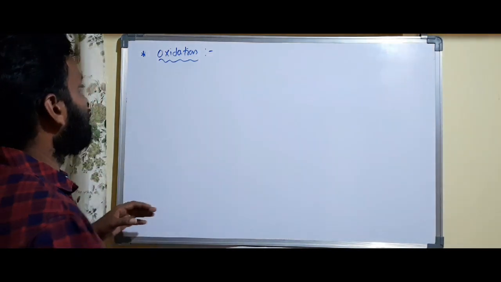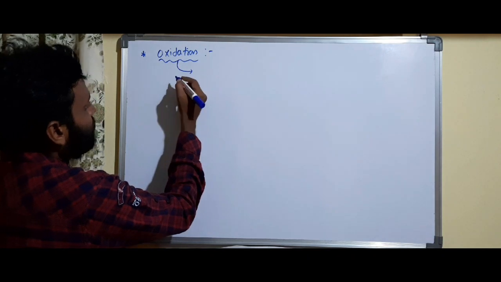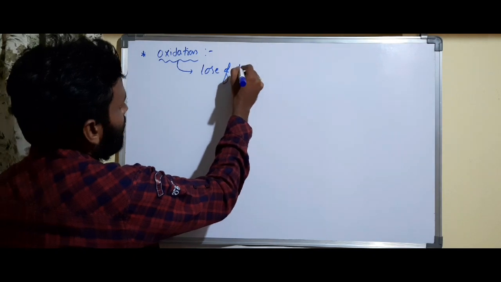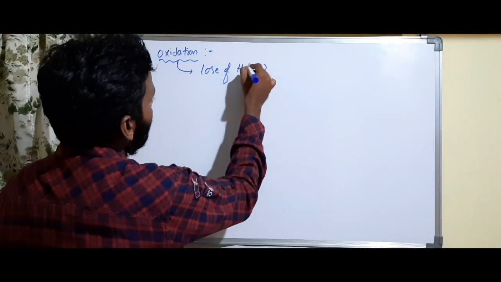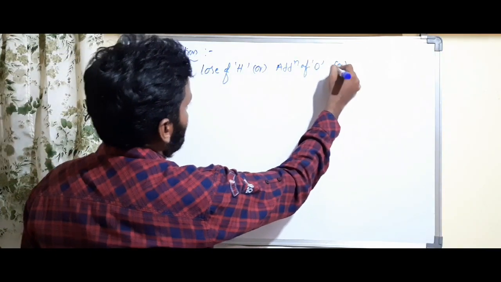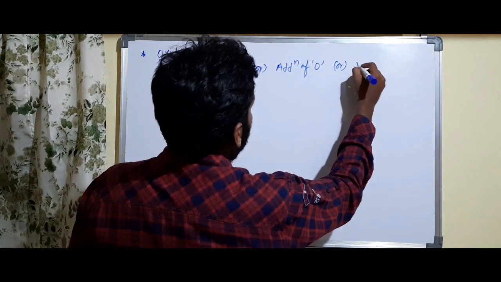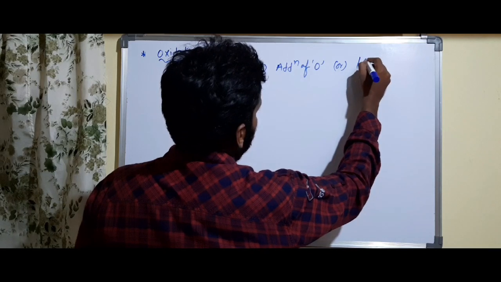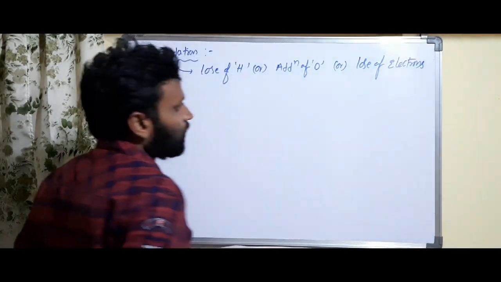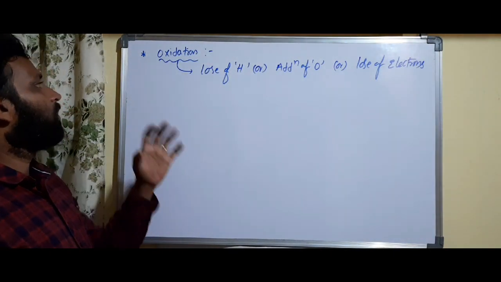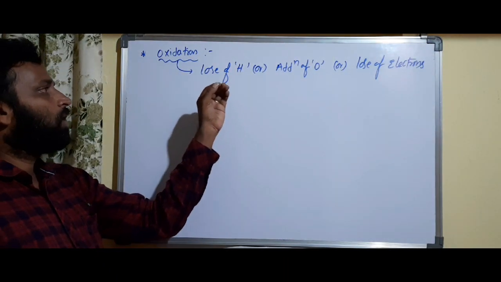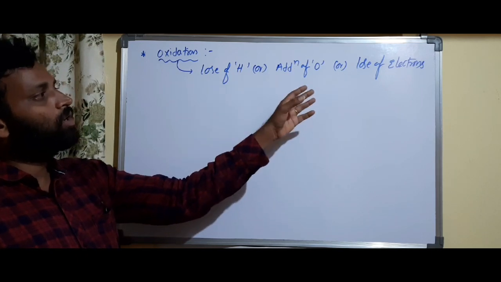Understand? I will just give you the definition. Oxidation means loss of hydrogen, or addition of oxygen, or loss of electrons. We call it oxidation. So oxidation means loss of hydrogen, or addition of oxygen, or loss of electrons.